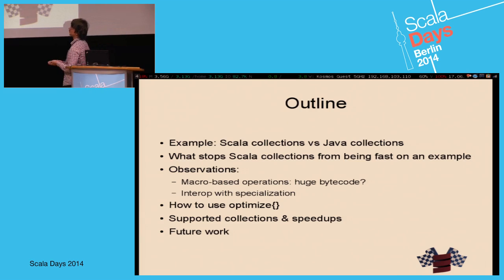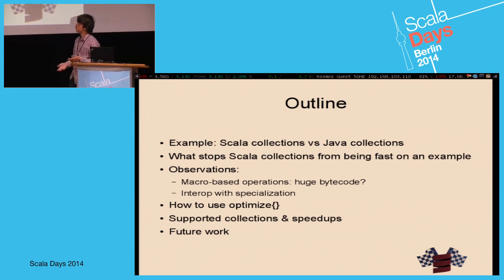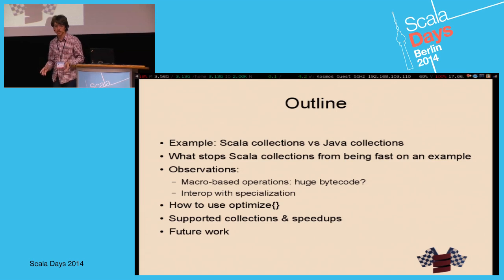So I will start by showing you the differences between Scala and Java collections in a simple example. Then I will proceed with telling you what stops Scala collections from being as fast as Java collections. Then I'll share several observations that I got from implementing Scala collection operations using macros. Those are about the bytecode size, which was one of the potential problems, and the interop with specialization. Then I'll show you a simple example of how you can use optimize in practice, and I'll end with the supported collections and the list of speedups for them. After it, I will present the future work, that is, the current research being done.